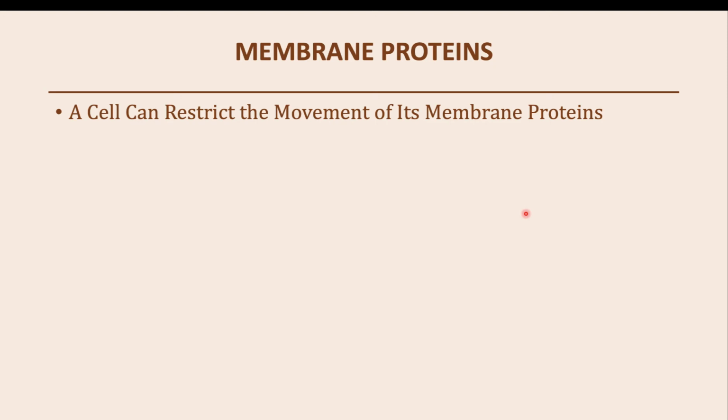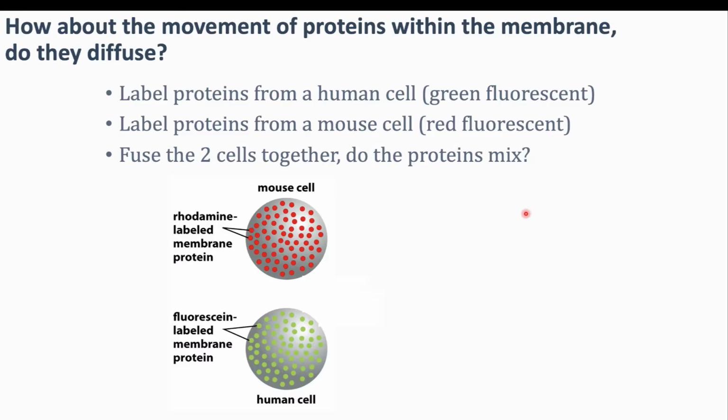Sometimes for a cell to function, we want particular proteins in the cell to be in a particular area, or we want the movement of those proteins to be restricted and not to be floating all around within the phospholipid bilayer. So this experiment is showing that some proteins can diffuse within the cell membrane.